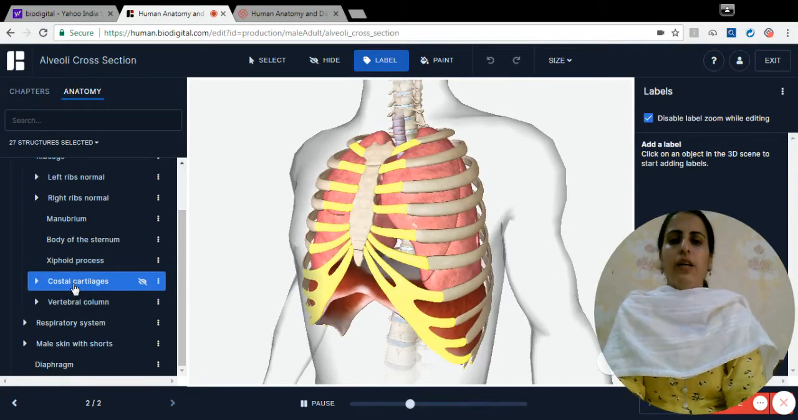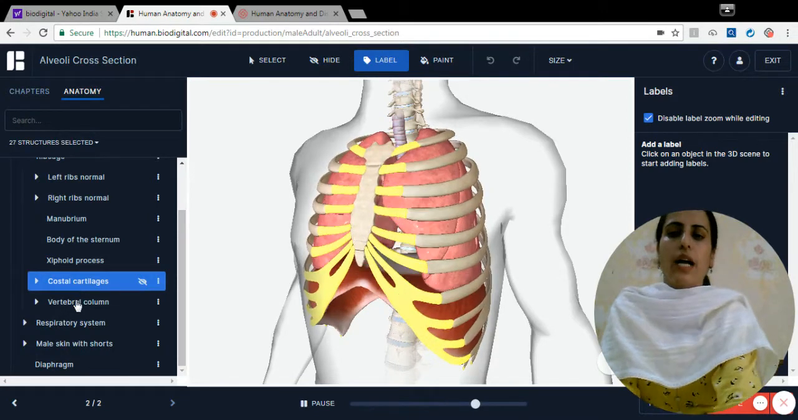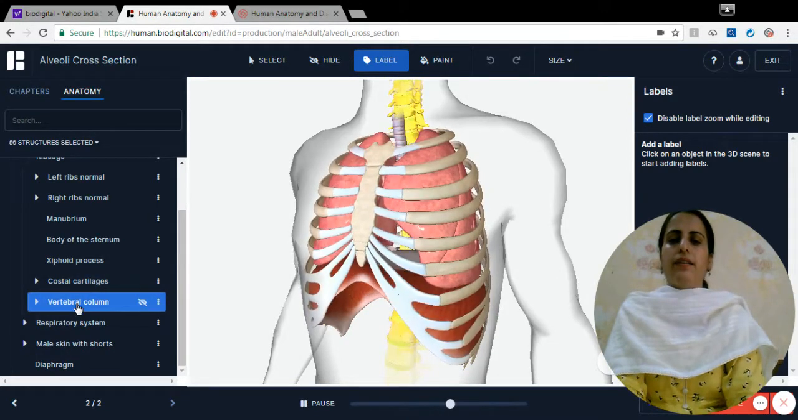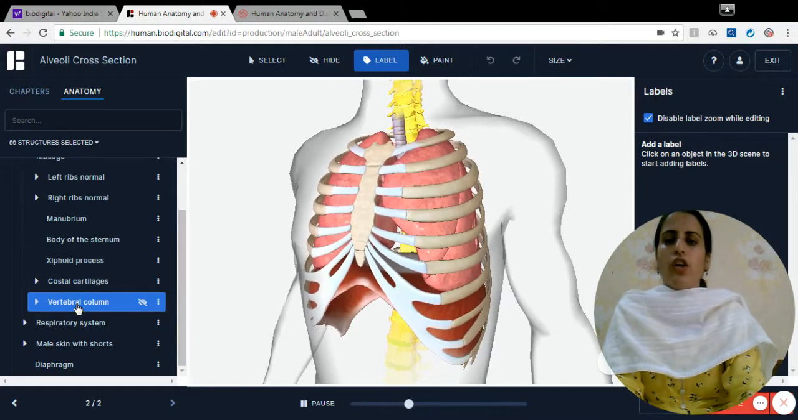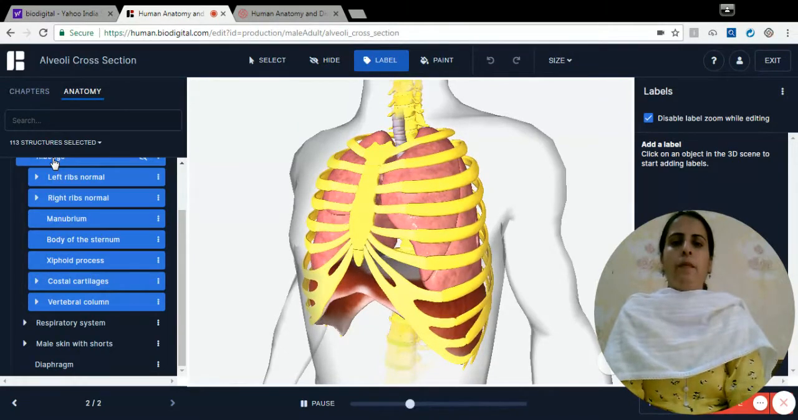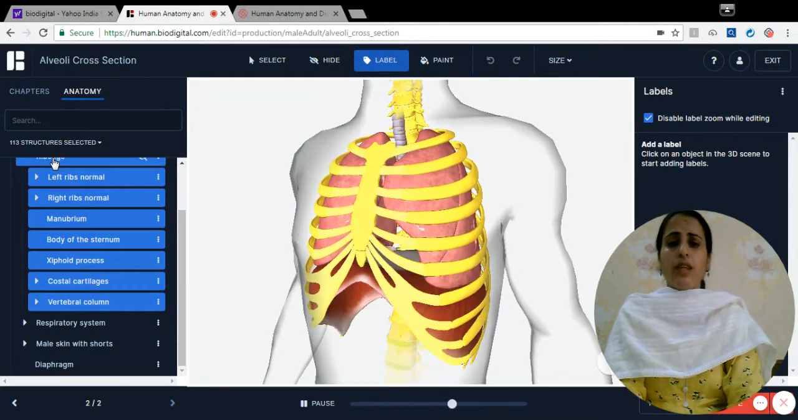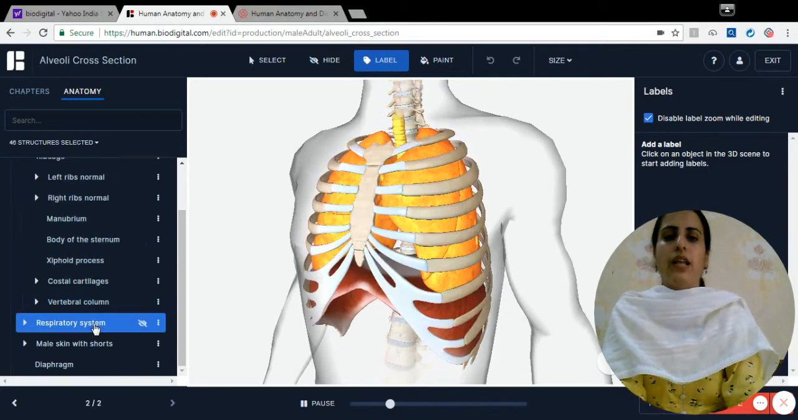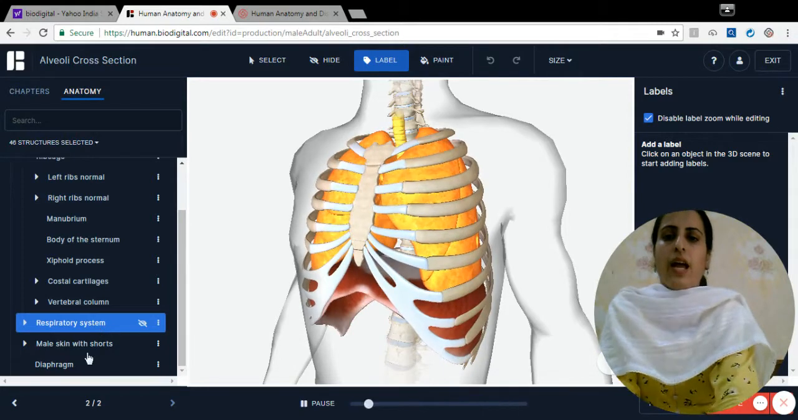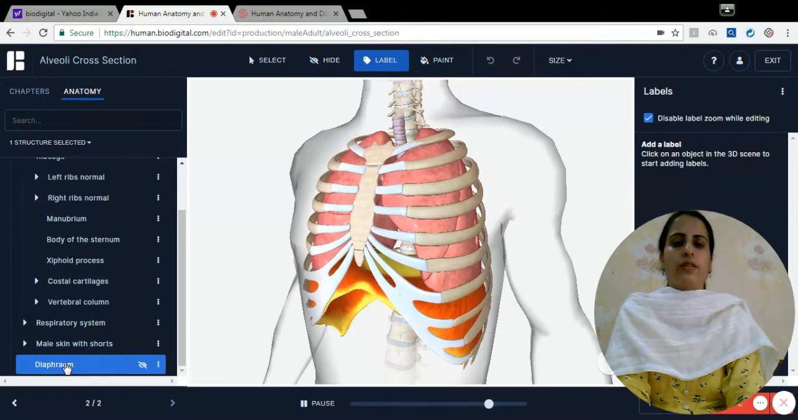Then these ribs on the right and the left side are connected with the sternum with the help of costal cartilages. And on the back side there is the vertebral column. So the sternum in the front, the ribs on the side, and the vertebral column on the back form the respiratory cage, or the rib cage, or the thoracic cavity in the thorax region. Inside this cage lie the lungs, the main respiratory organ. And beneath the lungs is the diaphragm, which is a very important characteristic of mammals.